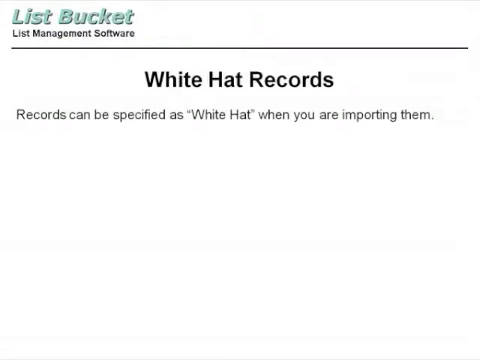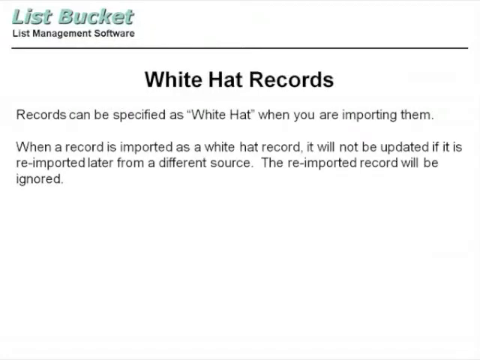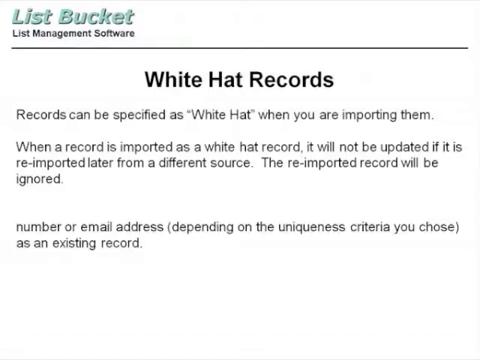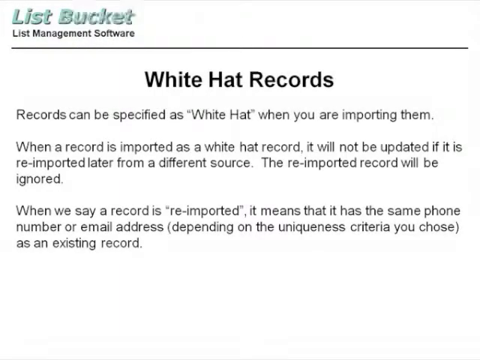Secondly, when records are imported into List Bucket, you can specify whether or not the records from the list you are importing are white hat records. When a record is specified as a white hat record, the information for that record will not be updated when the record is re-imported later. By re-imported, we mean that it has, depending upon the uniqueness criteria you chose, the same phone number or email address as a record that has already been imported.